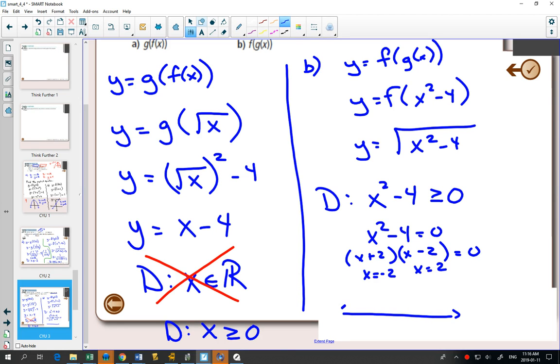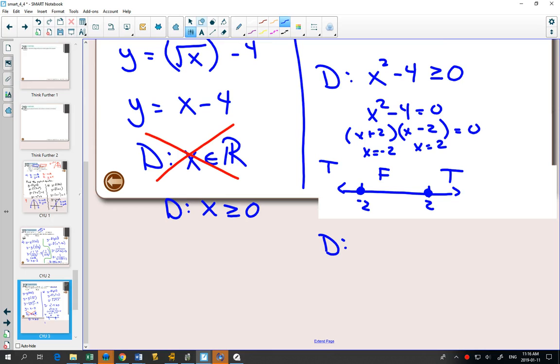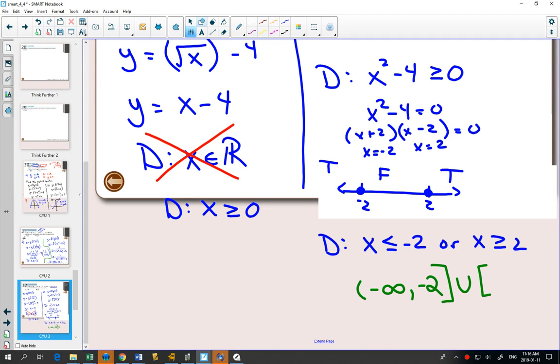Draw your number line with negative 2 and 2. If you plug in 0, will it be true or false? False. Plug in negative 3, it's true. Plug in positive 3, it's true. So our domain is x is less than or equal to negative 2, or x is greater than or equal to 2. Interval notation, you would write this as negative infinity to negative 2 with a square bracket, and then 2 to infinity.